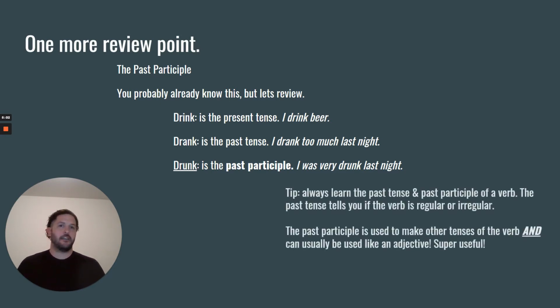One thing I want to tell you, I always encourage my students, when you learn a new verb, okay, learn the three ways. Learn the present, the past, and the past participle. This will always help you. The past participle is used to make other more complex verbs, and it can also be an adjective like drunk. So it's very useful, and please always learn the three forms, okay, every verb.